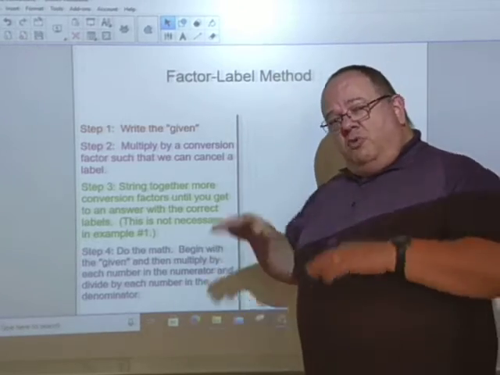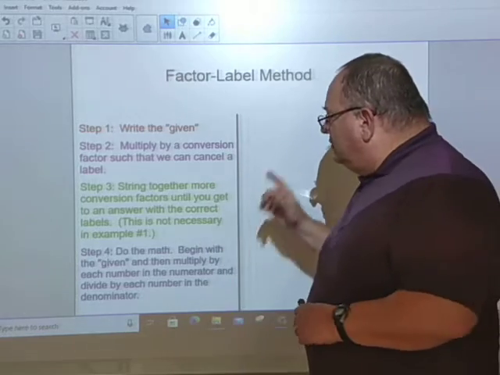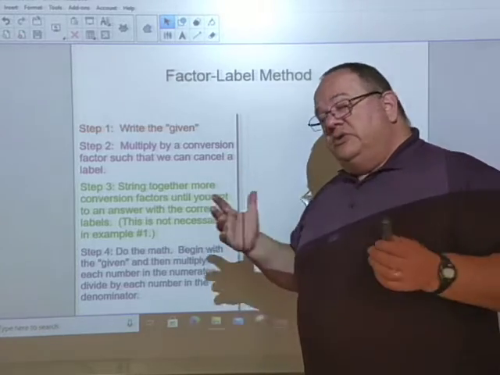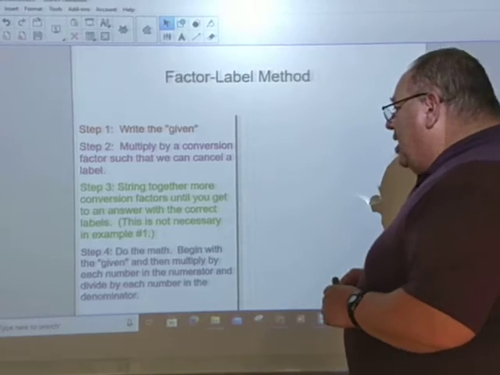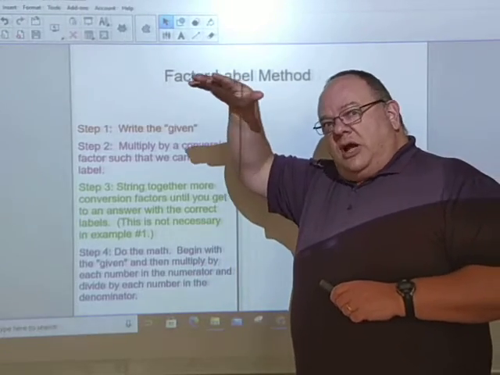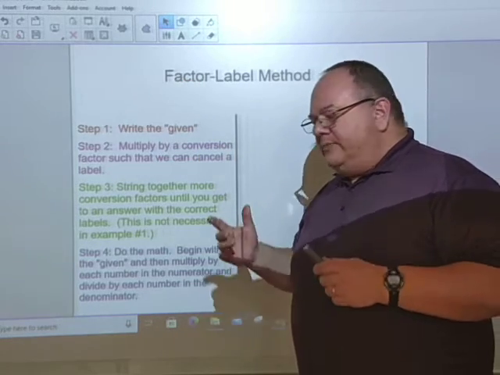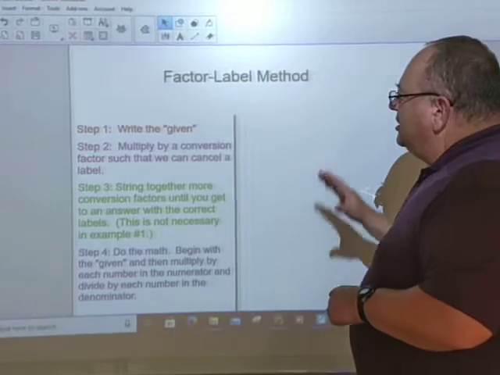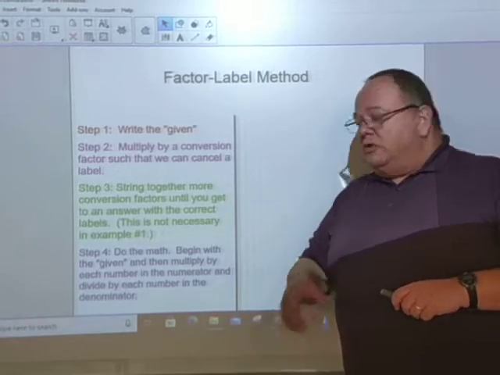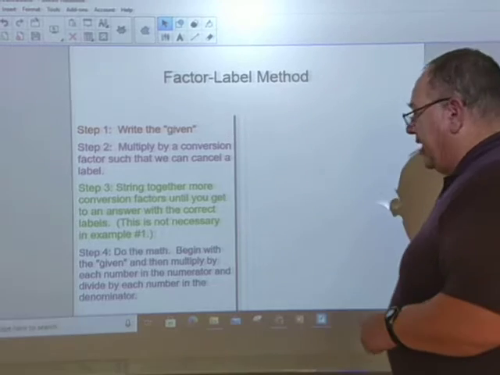And then step four, once we have it all laid out and the labels work, we're going to go ahead and do the math. The math is going to be multiply by any numbers that are on top of the fraction line and then divide by any numbers that are on the bottom of the fraction line. So I would suggest that you pause the video, make sure you have those steps written down, and then resume playing.